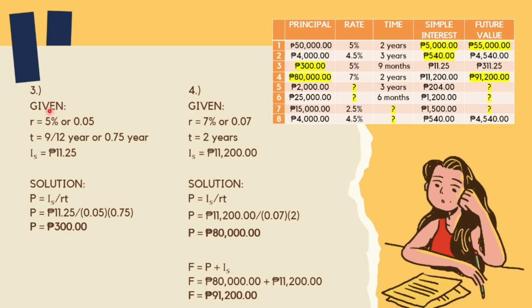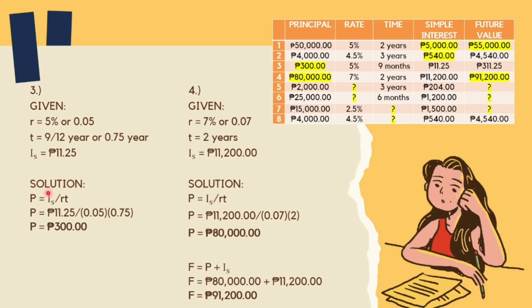Now let's head on to examples 3 and 4. So for example number 3, we have the following given: a rate of 5%, or 0.05 once divided by 100, a time of 9/12 of a year, or 0.75, or 9 months, whatever value is there. I prefer to use this style where it's 0.75 of a year, so I'll be using that. Or you can also put in the fraction, but I suggest using this one. And we have the given simple interest of 11 pesos and 25 cents.